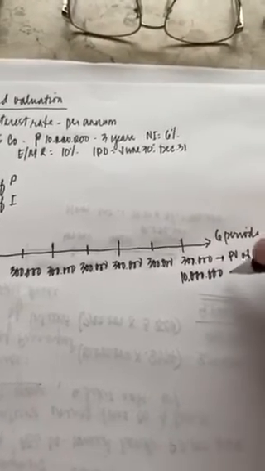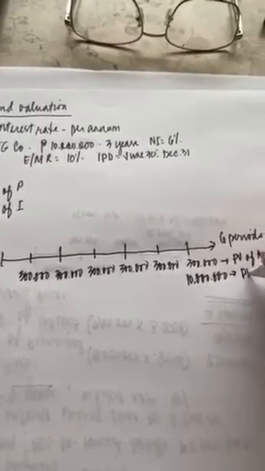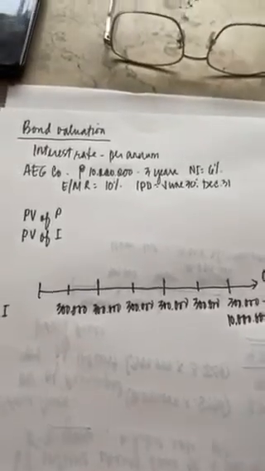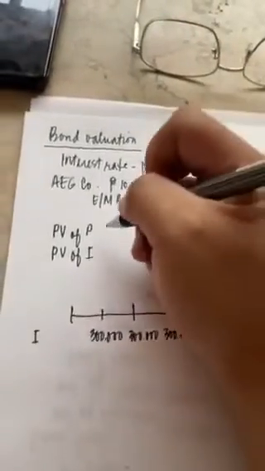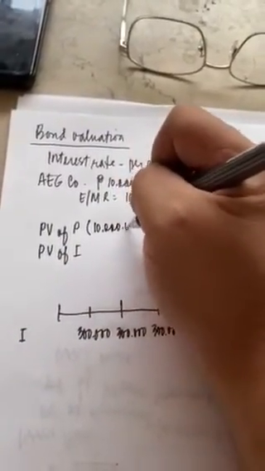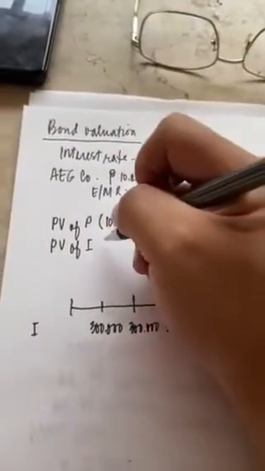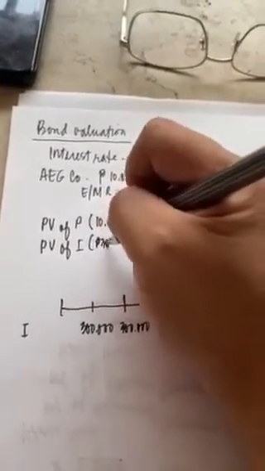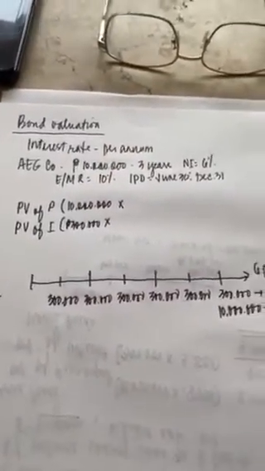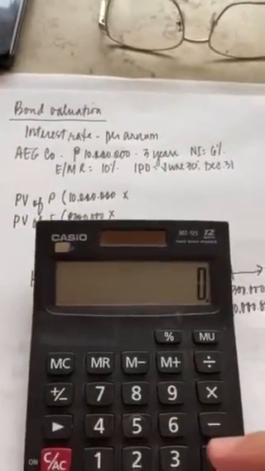Now, what about for the 10 million pesos? This is just once, and so therefore we will make use of the present value of 1. Okay, so let's do this. So in the payment of the principal, this is 10 million pesos. We will multiply by the present value factor, and then for the interest, this is 300,000. We will multiply by the present value of annuity.